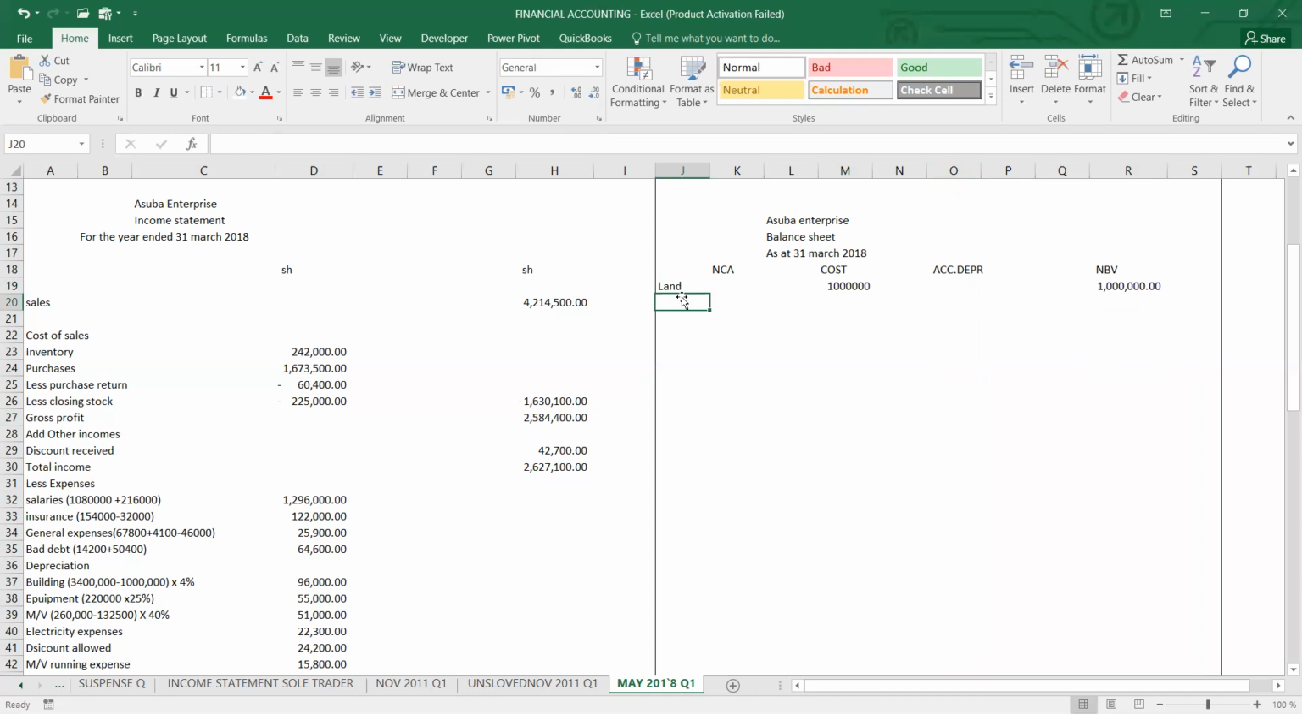And then we have building. Building, we have been given what cost? Our cost was 2.4, right? 2.4, yes. Okay. Then we have accumulated depreciation. The accumulated depreciation we have been given is 260,000. That is from the trial balance. 260,000. We add the one for the year charge. That is, if you go to building in the income statement, you get 96,000.